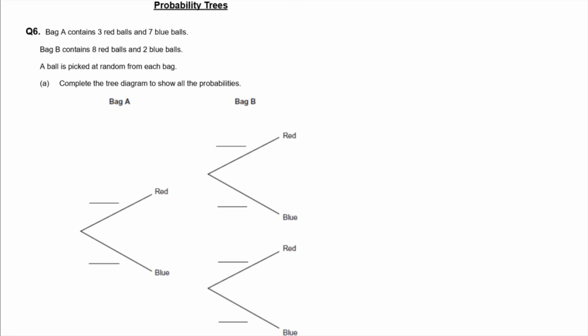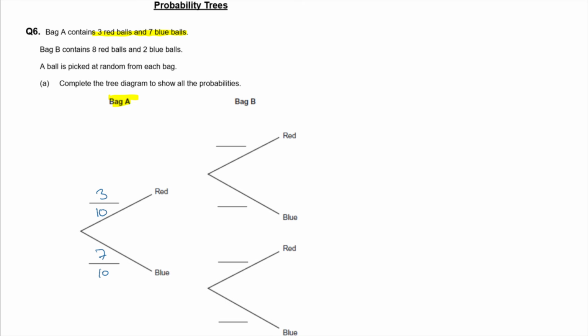Okay, so the first section is bag A. Look, and bag A has got 3 red balls and 7 blue balls. So the probability of picking a red ball from bag A is going to be the 3 red balls over the 10 balls there are all together, isn't it? So it's 3/10 for that one. Okay, and then for blue, it's going to be 7/10. Now these pairs always add up to 1, so just bear that in mind as you go through.